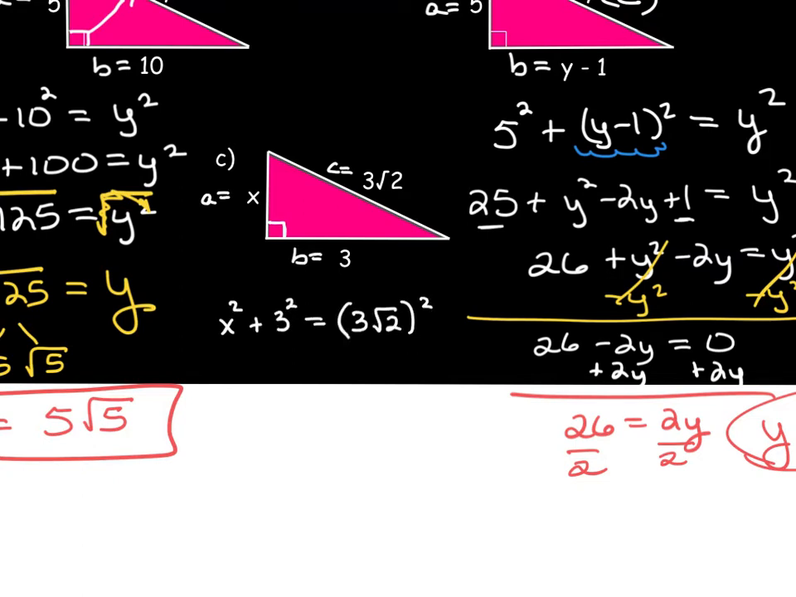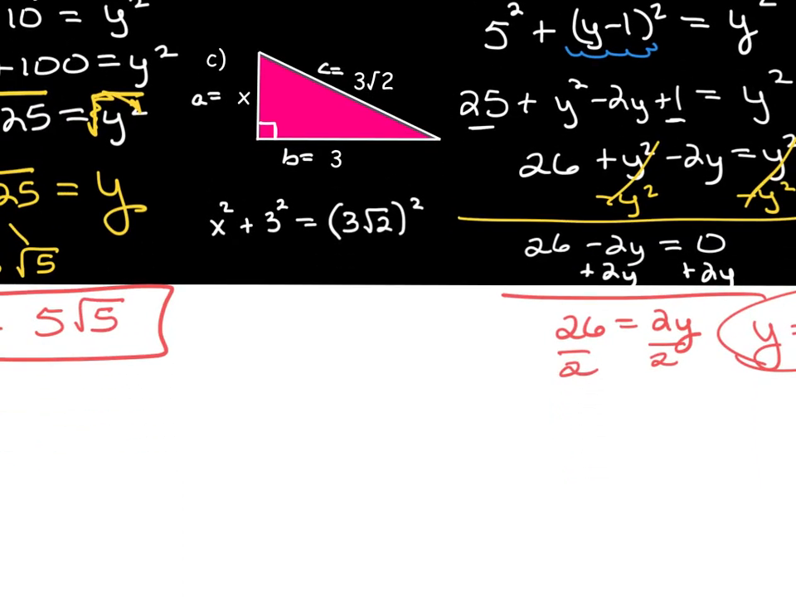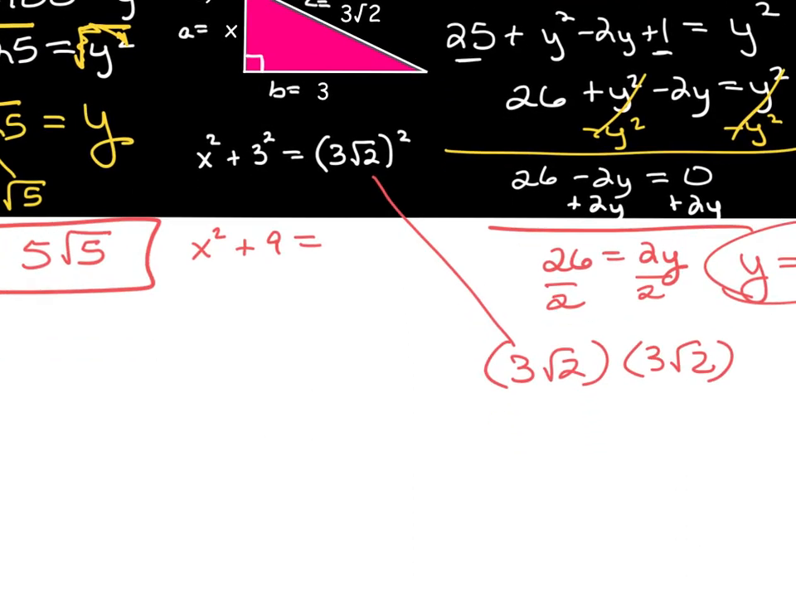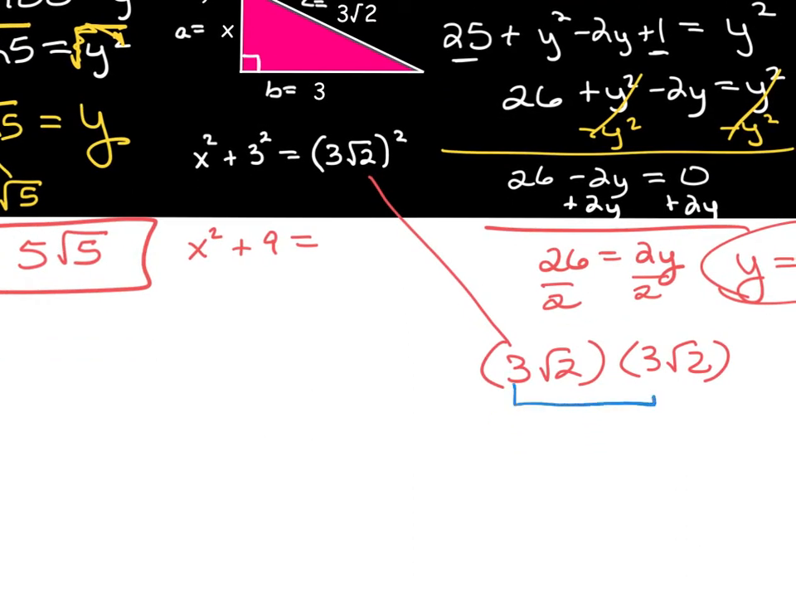So again, here comes my Algebra 1 skills again. I need to remember how to square that C term. Over here, the beginning part's easy. X squared is just x squared. 3 squared is 9. But now this, 3 square root 2, I can write it 2 times. And then I can multiply outside with outside, and then inside with inside. I can square root that 4. It becomes a 2. And then I multiply and I get 18.